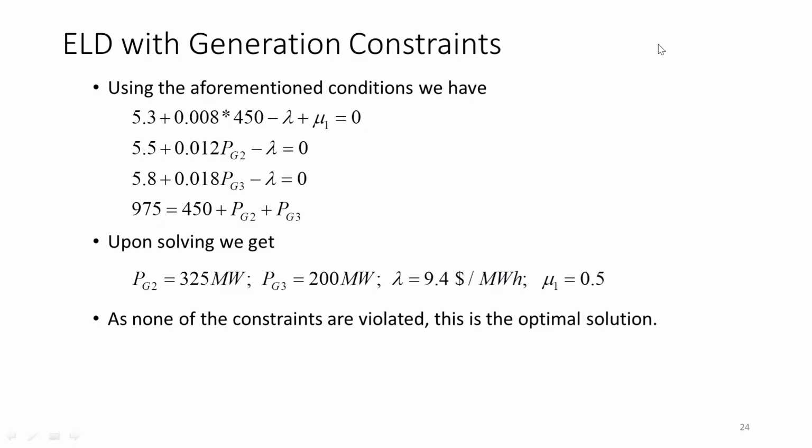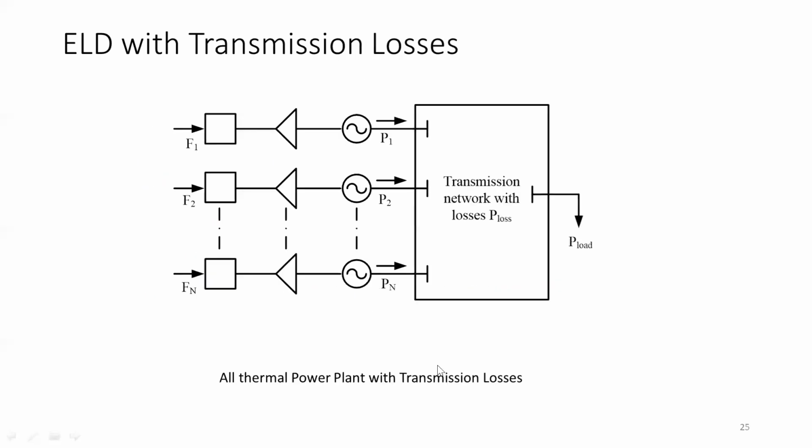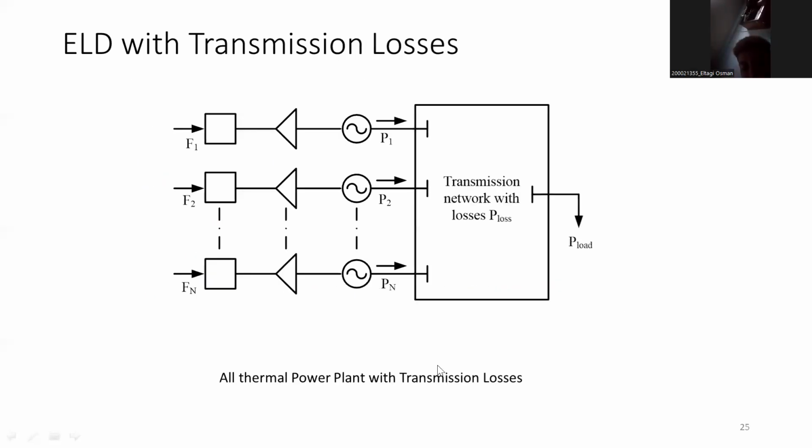So in the last class, we finished ELD with generation constraints. The only thing we neglected so far was the transmission losses, and we did conclude that the transmission loss is not a constant, rather it is again a function of my generators or generating units. As such, it cannot be dealt so easily. So today we'll start with that, that is ELD with transmission losses.